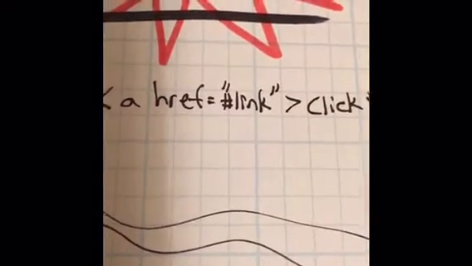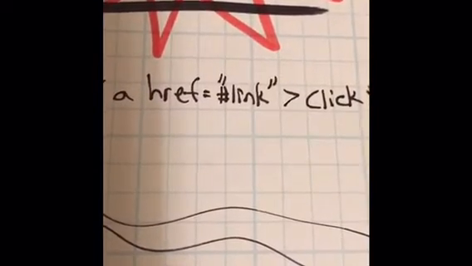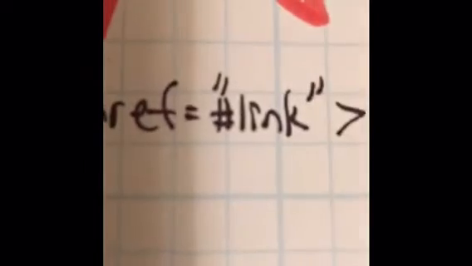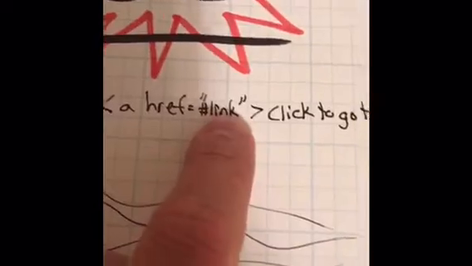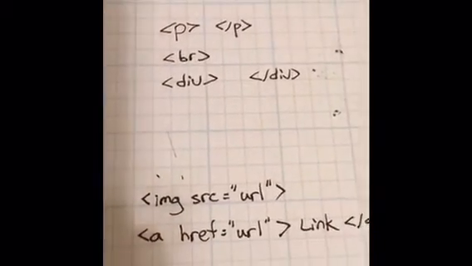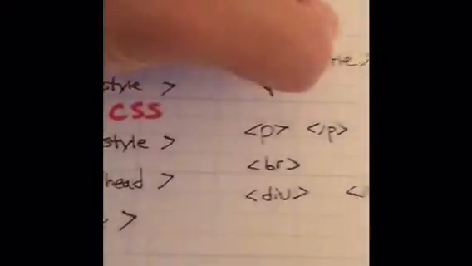So up here, the href is hashtag link. So hashtags are for IDs. When I click this, it will bring me to that ID, the link. So it was down here. Now remember, I could have called this ID down here Brandon, but up here I would have had to put hashtag Brandon. So these are probably tags that you've used the most.